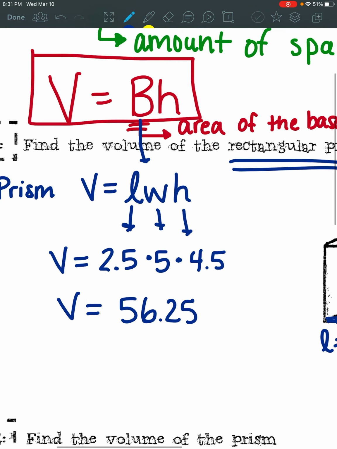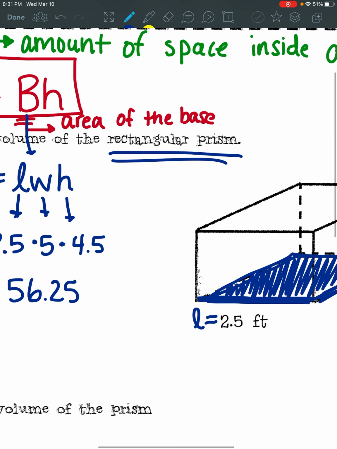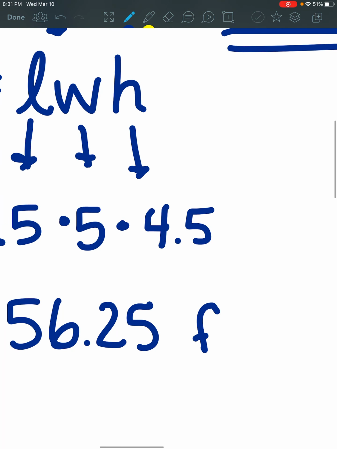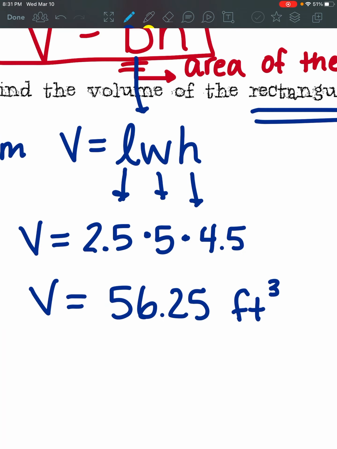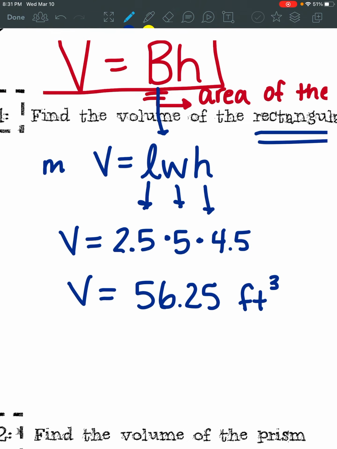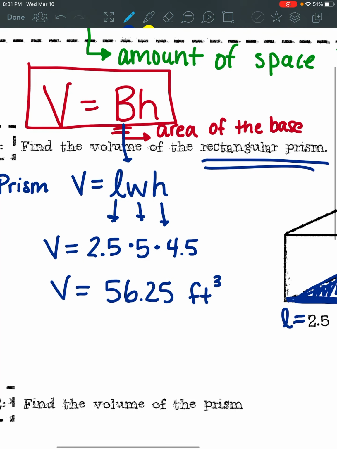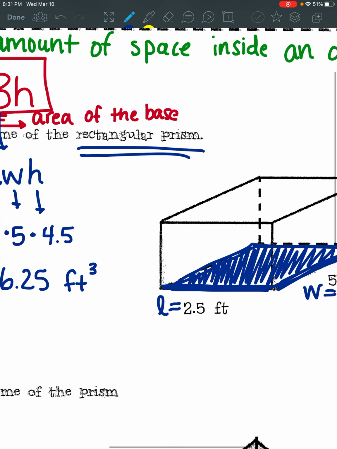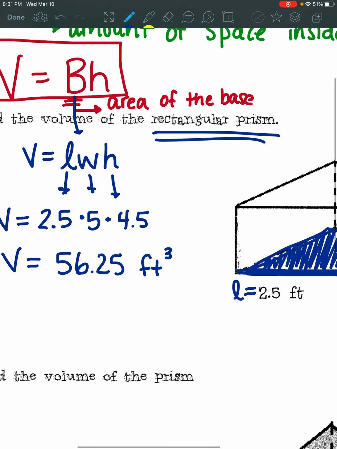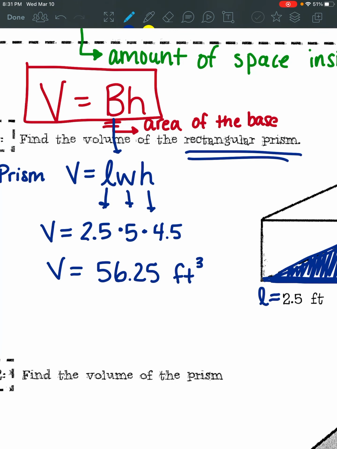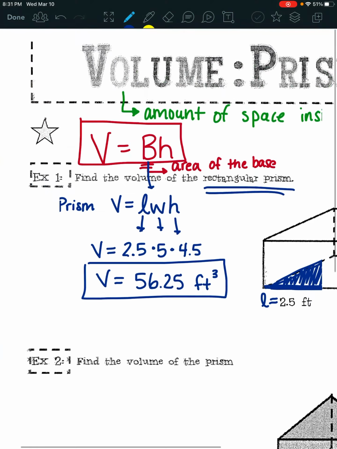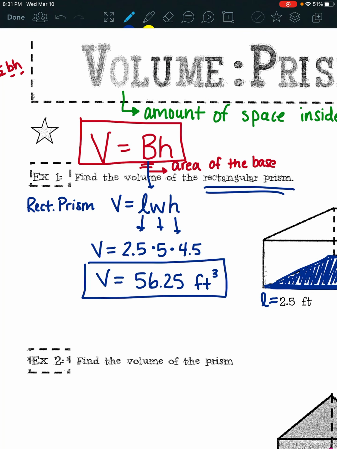So 56.25, and then for volume, we label it with our measurement. In this case, our rectangular prism was labeled with feet, so we'd label with feet. And then volume is labeled with a cubed, an exponent of 3. So this is cubic feet, where we could fit little cubes inside this prism and see how many cubes would fit inside there. So that's why we call them cubic feet. And the cube would be based around a foot. So volume for that rectangular prism, 56.25.